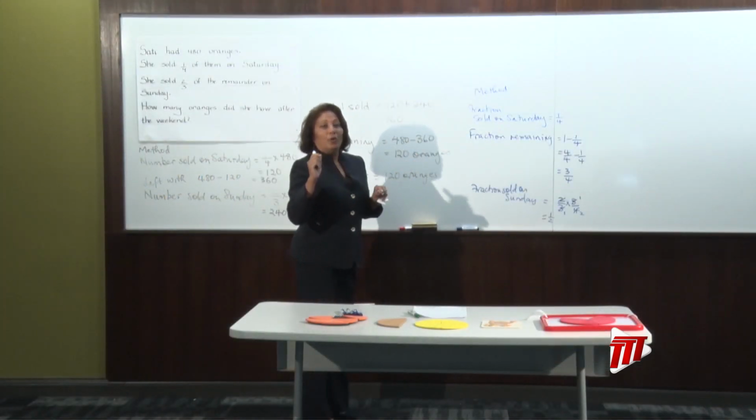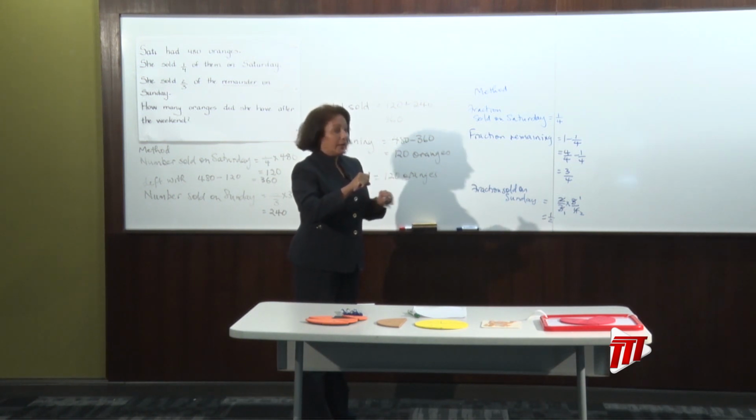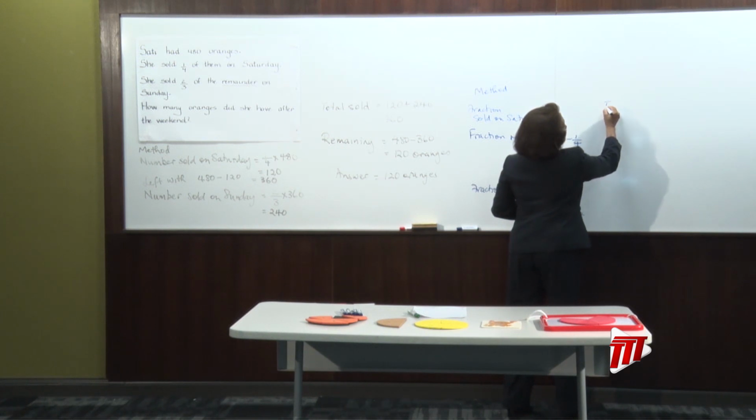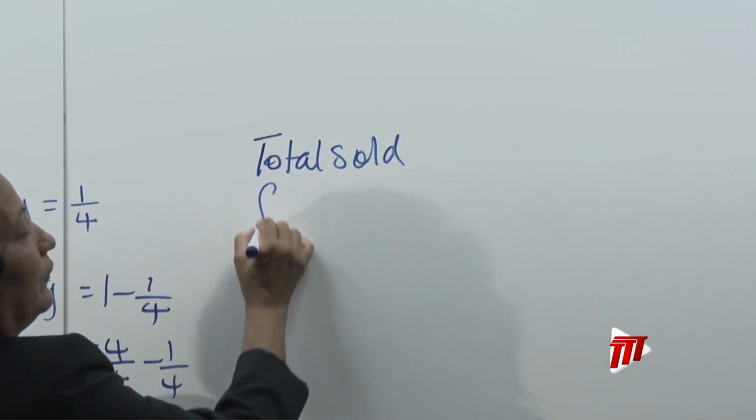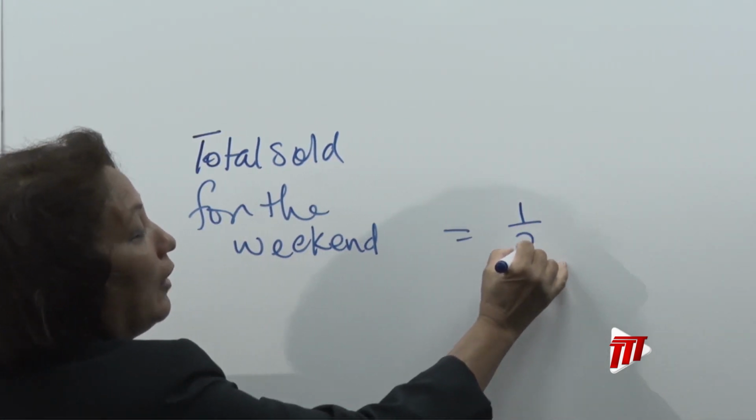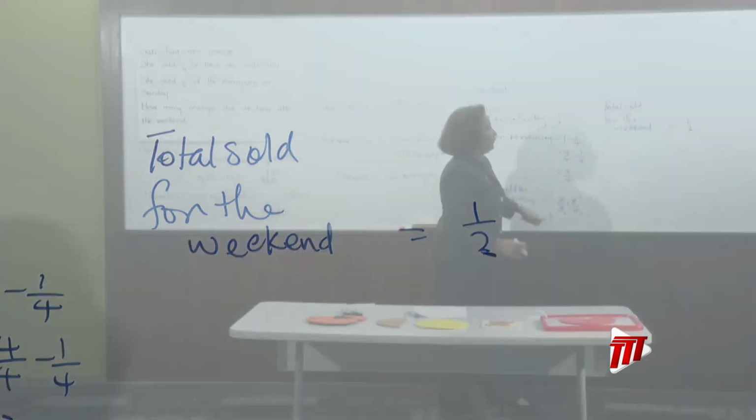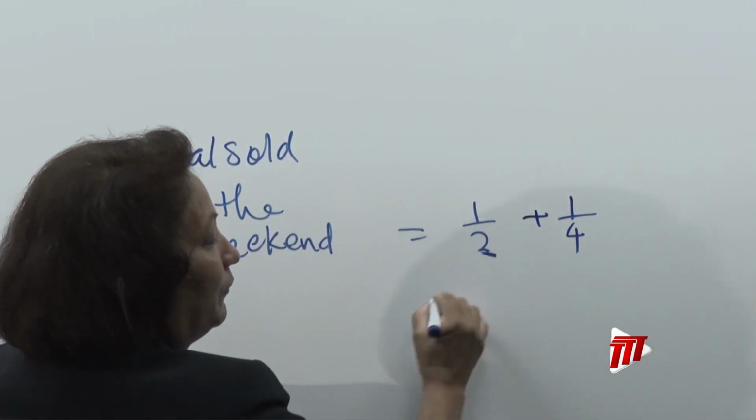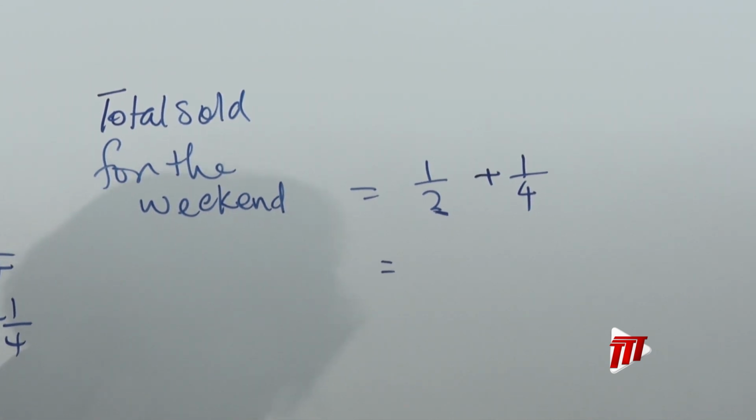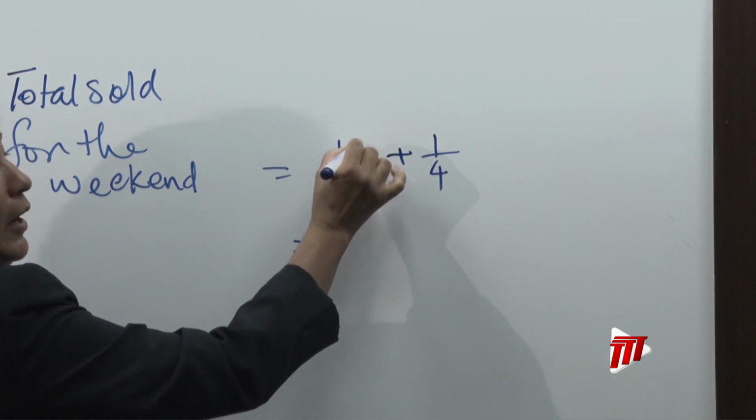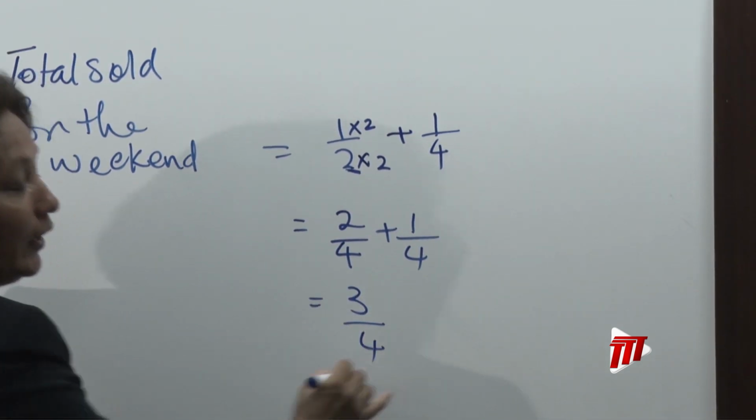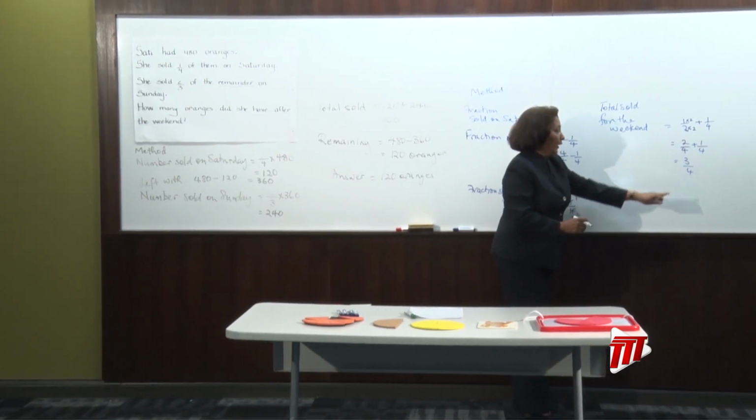We want to find out how many oranges remained after the weekend. So we know a quarter was sold on Saturday, a half was sold on Sunday. So the amount sold would be a half, which was sold on Sunday. That's your half from here, plus your quarter. We could change all of them to the same denominator. A half could become quarters because we multiply the denominator by 2. So I would multiply this by 2, multiply the numerator by 2. So I have 2/4 plus 1/4, giving me 3/4.